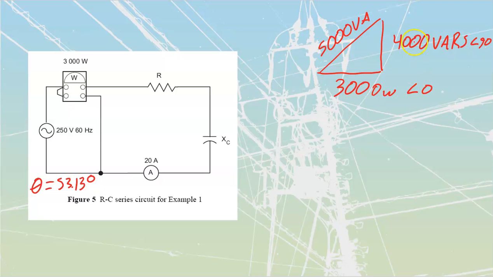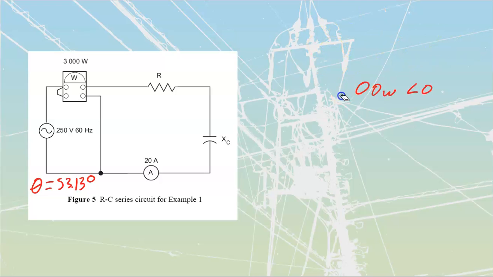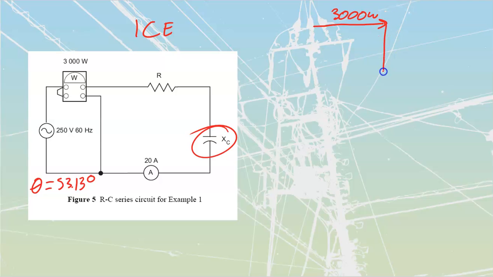I'm going to draw this triangle over because I did it in the wrong direction, so just bear with me for a second. It is capacitive, which means that the triangle is going the opposite way, just due to ICE, right? The fact that my current, which is along the 0 axis, is going to be leading my value of voltage. So I'll draw this one over here: 3,000 watts, then 4,000 VARs, and then our 5,000 VA, with that angle of 53.13 degrees off of it. Lovely. That's the way it should look.